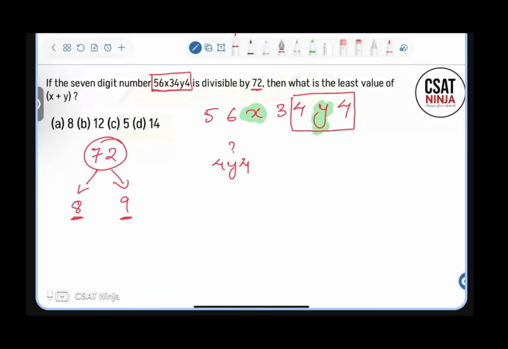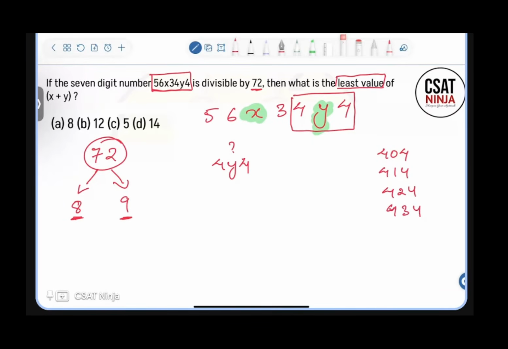Then what should we do in that case? What I can do is, if the question says the highest value, you start with 9. If the question says the least value, you start with 1 or 0. So can we start with 0 here? 404. Because it's the least value, I need to check for 404, then 414, 424, 434. The smallest divisible.